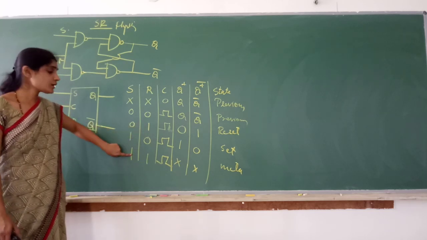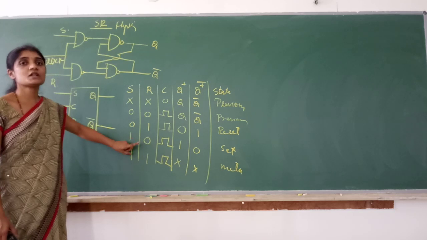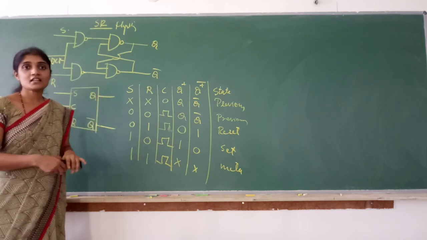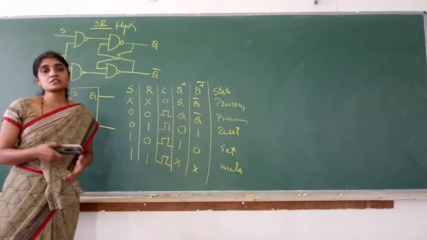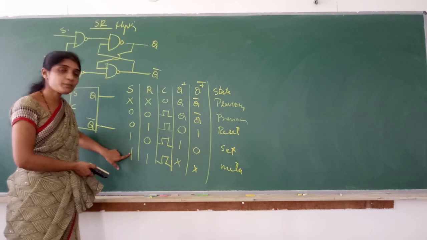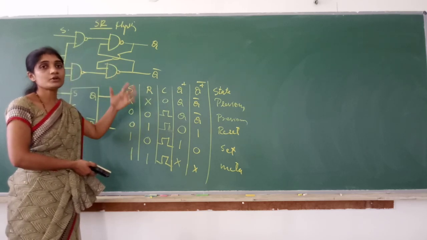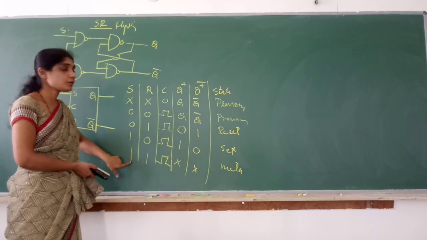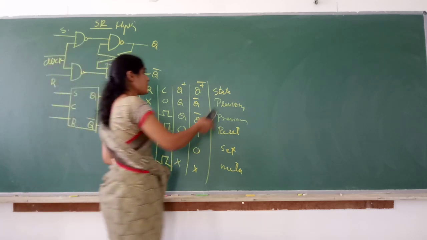So in order to overcome this, in order to use the flip-flop even in the case when S is 1, R is 1, we have designed the next circuit, that is JK flip-flop. So JK flip-flop is designed mainly for this condition. Since SR flip-flop cannot be used when S is 1, R is 1, we thought of modifying the same circuit and using it when both the inputs are 1. So next we have the next flip-flop, that is JK flip-flop.